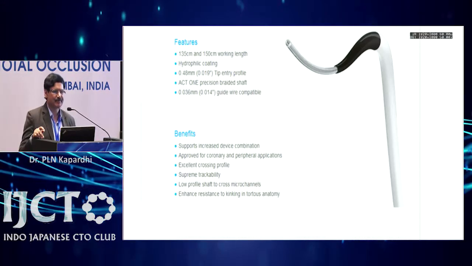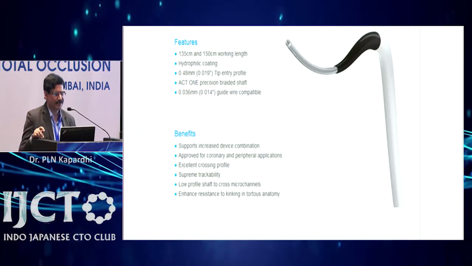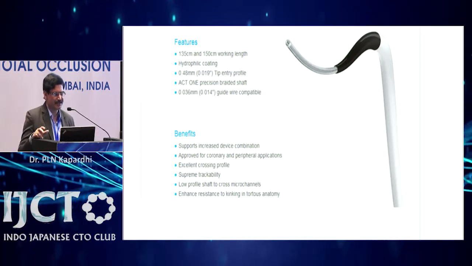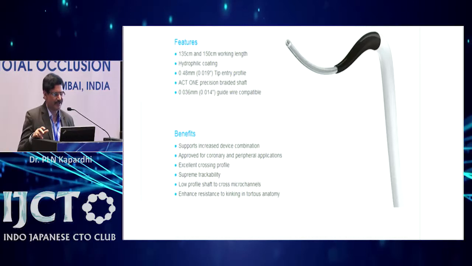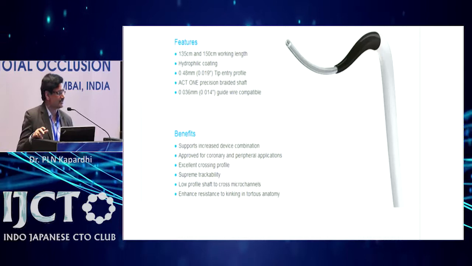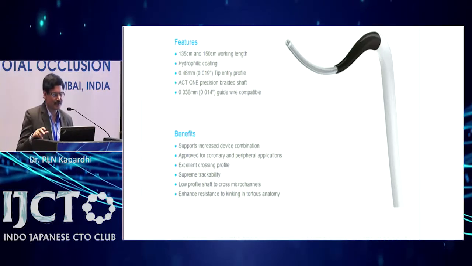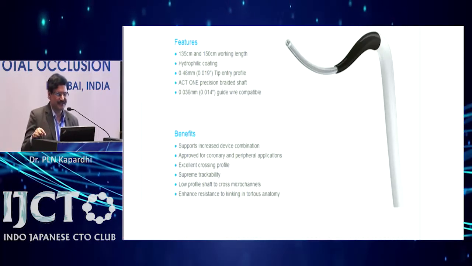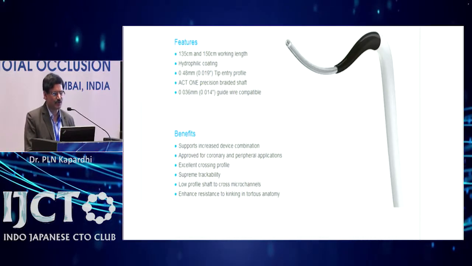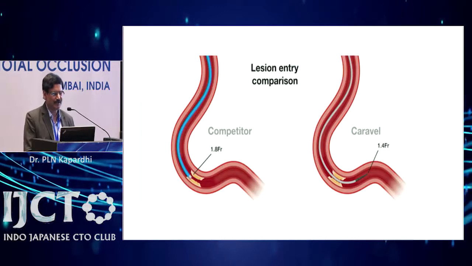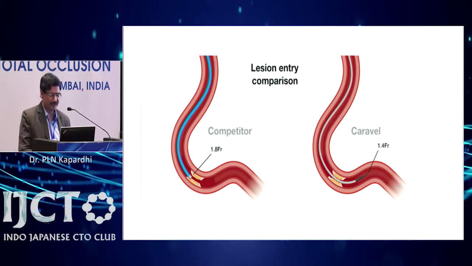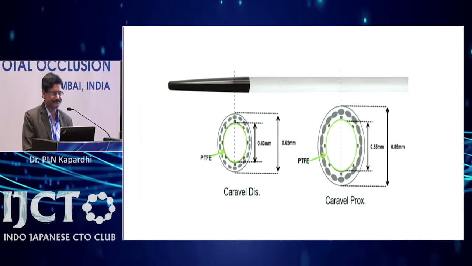It is compatible with a 0.014 wire, and it has the benefits of increased device combination and an excellent crossing profile with supreme trackability. It is very useful with its low profile shaft to cross micro channels, even more than the Corsair because of its sleek nature, and it even enhances resistance to kink in tortuous anatomy. We can compare it with a competitor to see how it passes through the lesion with the least resistance.